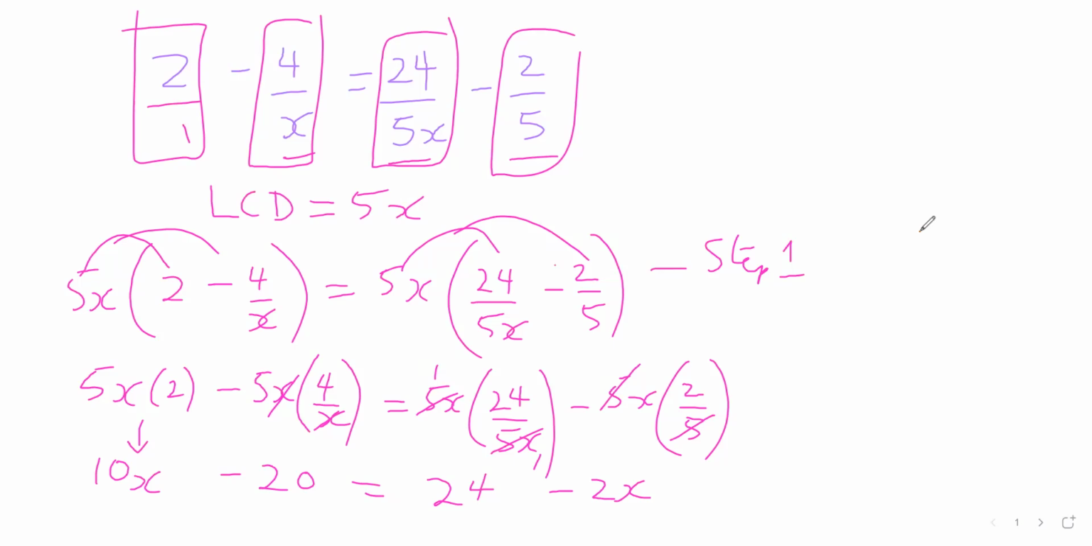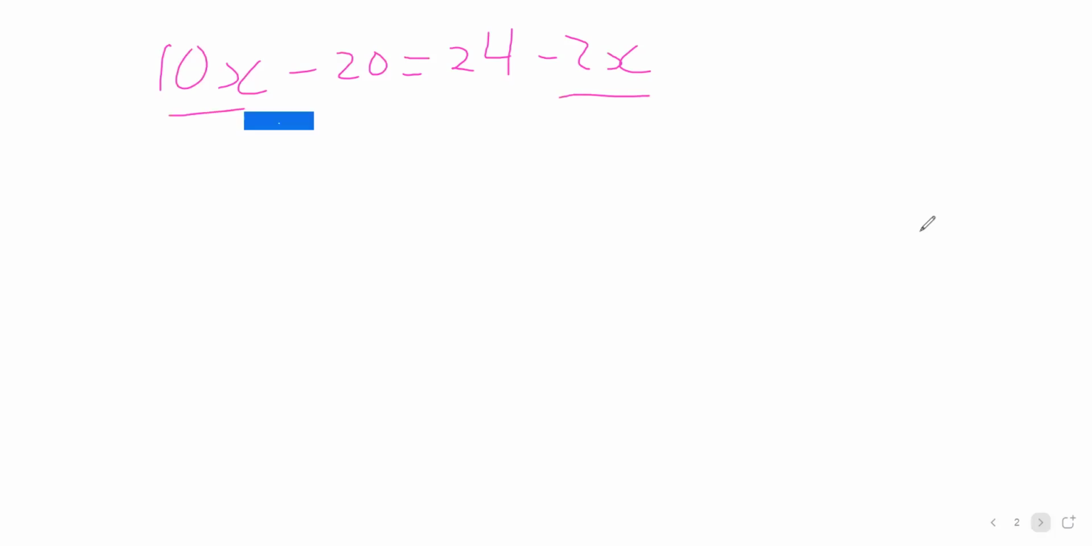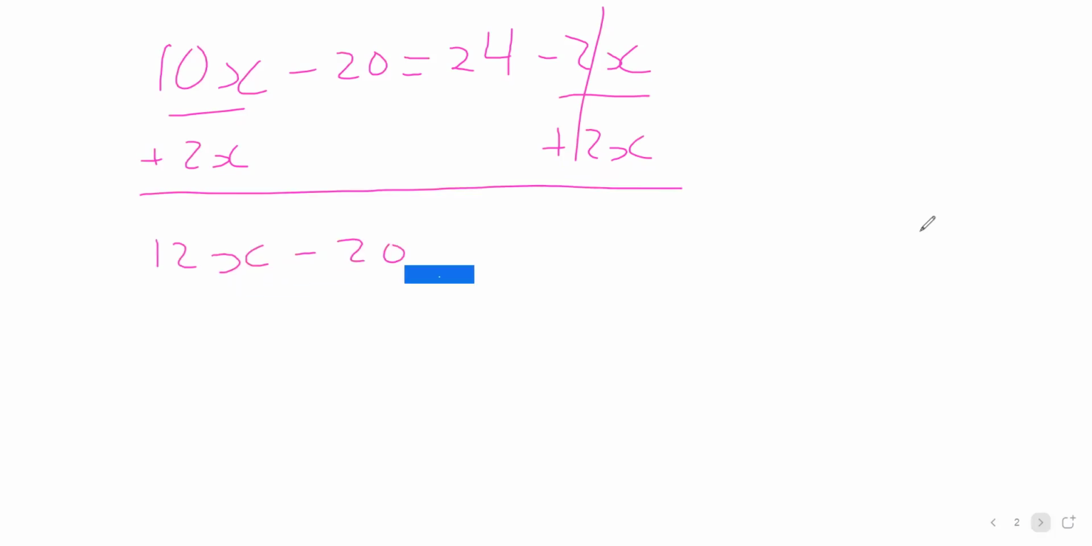So I need space, so I'm going to go to the next page and rewrite what I have here. So I've got 10x minus 20 equals 24 minus 2x. Now, I've got an x term and an x term, so I'm going to bring them together. This is a minus, so I'm going to do a plus 2x, and I do the same thing on the other side. So 10x plus 2x gives me 12x minus 20 equals 24.